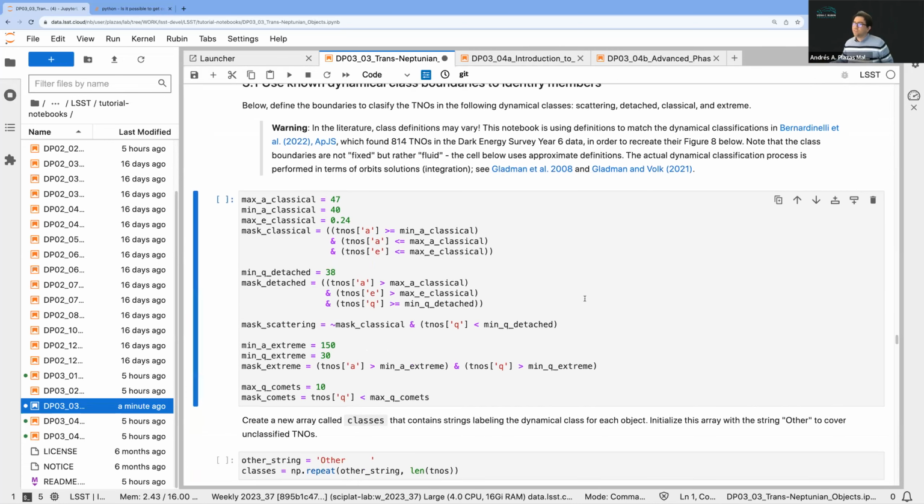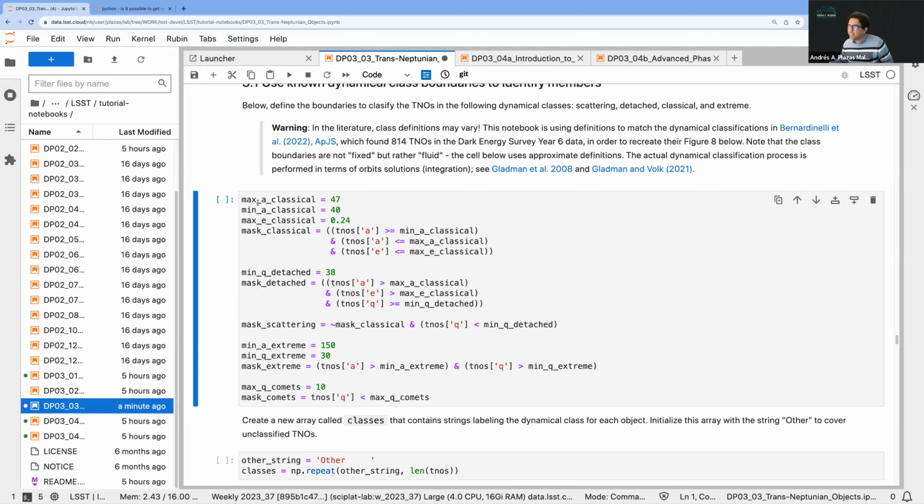Well, you can look in the literature, or you can ask your solar system expert friends, and they're going to tell you that the classicals have a certain range of eccentricity, and the scattering ones, as mentioned at the beginning in the introduction, have a certain perihelion distance Q greater than such and such.